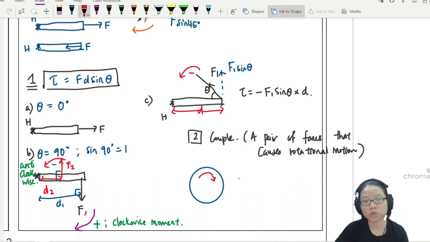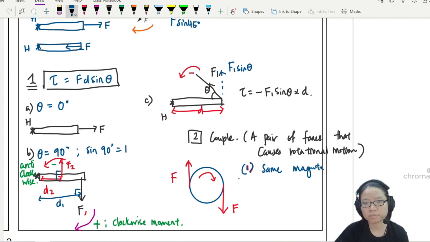So what will you do? You will pull here, let's say with the force F. So you pull in this direction. And you will push here. This one is F. So the condition of couple, number 1, they must be the same magnitude of F. Okay. Number 2, they must be opposite direction.